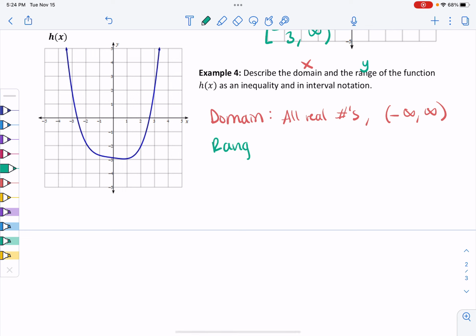My range. The lowest I go on my function is right here at negative 3. I don't ever go lower than negative 3. So this means that y is always greater than or equal to negative 3. Okay? I could write this as y is greater than or equal to negative 3 as well. They both work. Then this is inequality notation. Interval notation is that my function goes from negative 3, we're including negative 3, so I need the bracket, negative 3 up to infinity.